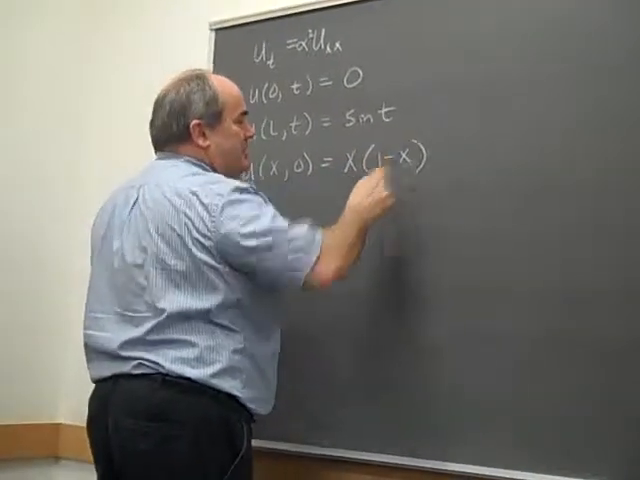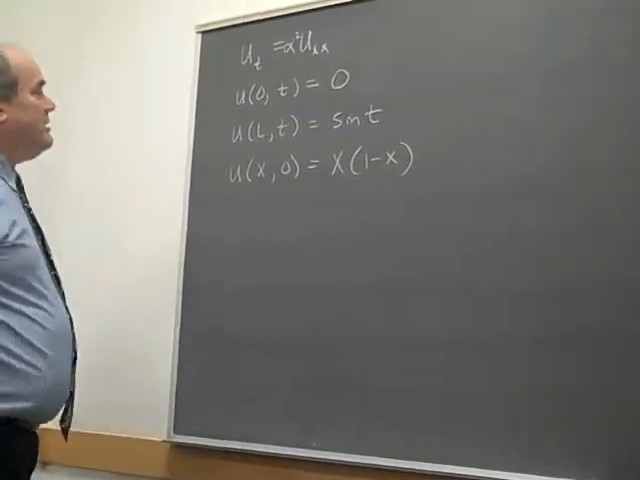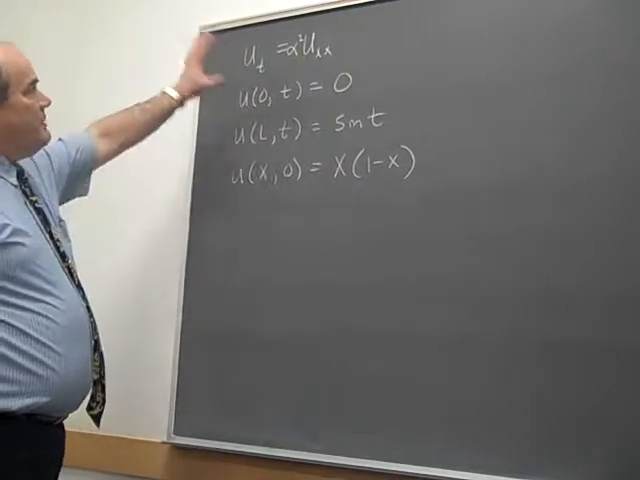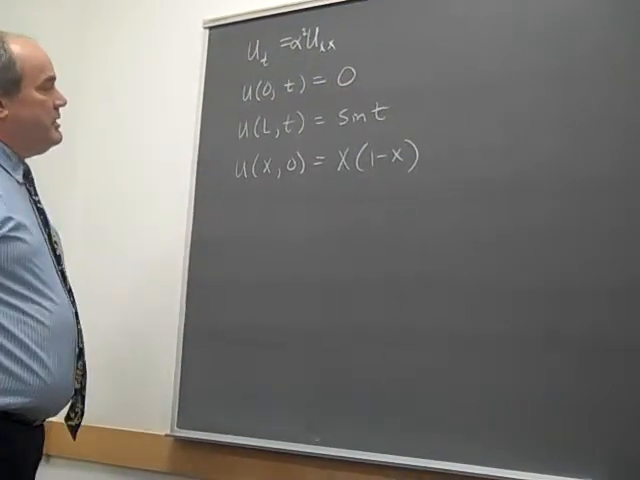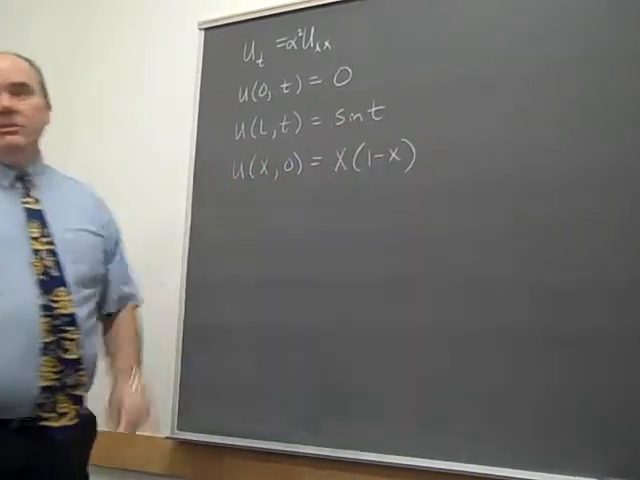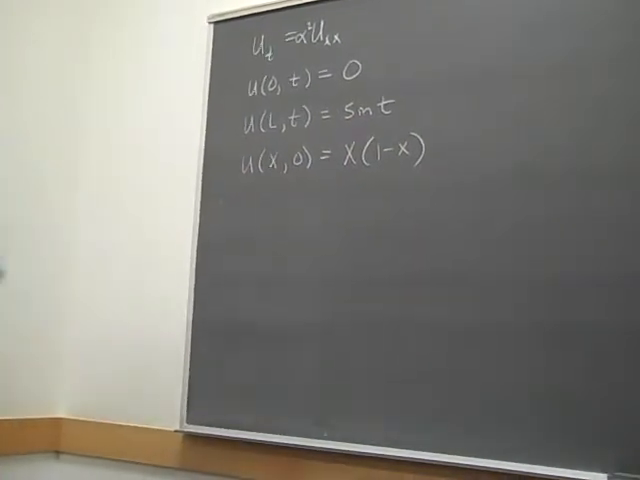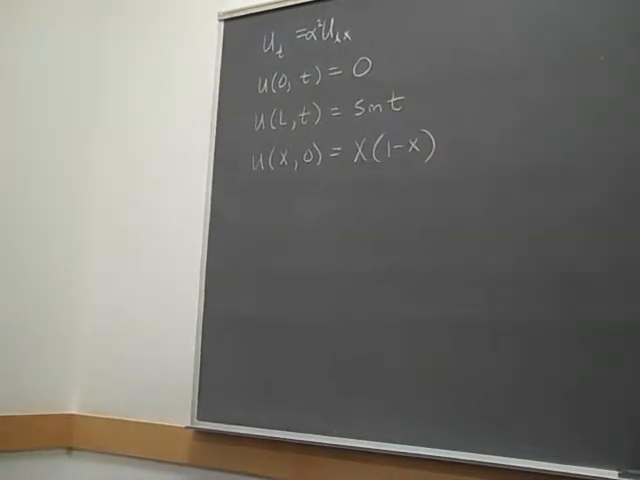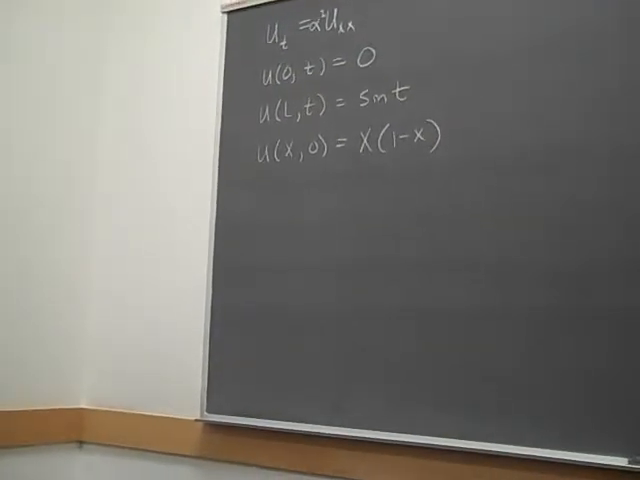x times 1 minus x, something like that. Okay. So we have our initial boundary value problem, and we want to solve it, and everything looks good except for that boundary condition. And so we go back and say, what did we learn last time about handling non-homogeneous boundary conditions? What do we do?